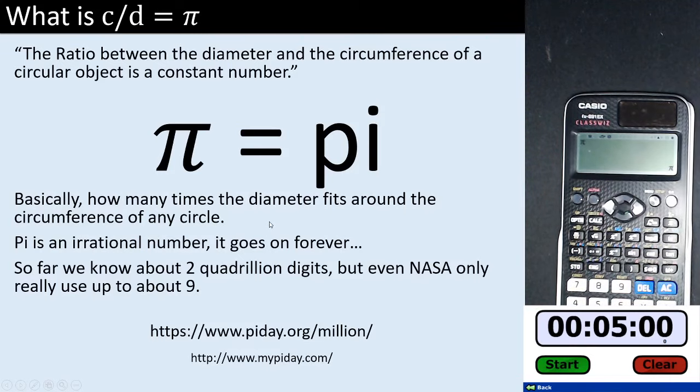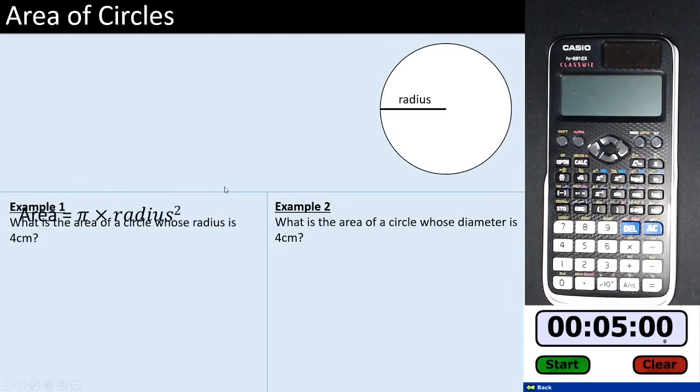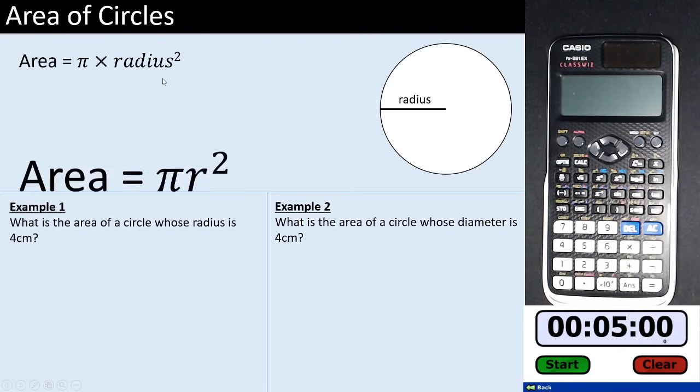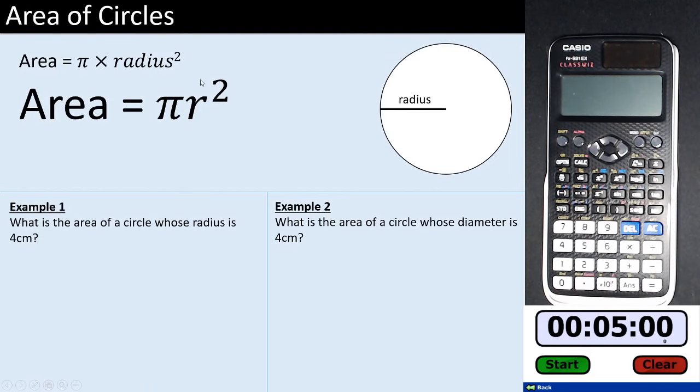So second crucial piece of information for us today, and if you are writing stuff down, which I really encourage you to do at this point, is how we actually find the area of our circle. Okay, so to find the area of a circle, what we need is to know the radius. Okay, and we often see it written as area is equal to pi times r squared, or pi times radius squared. So if we know the radius of our circle, we can find the area.